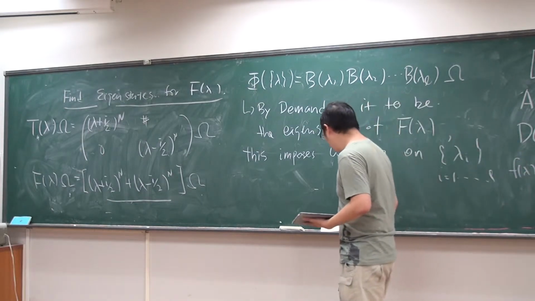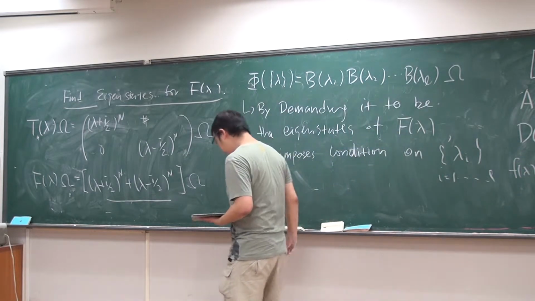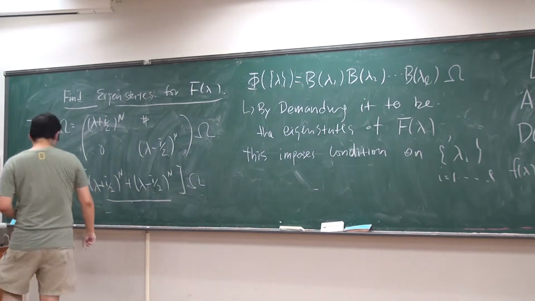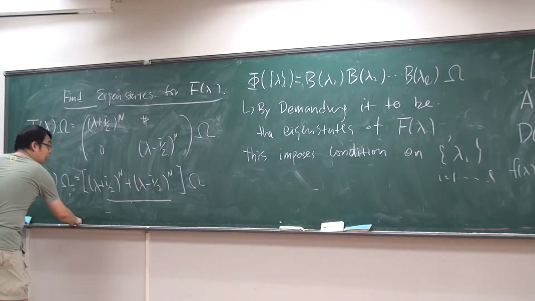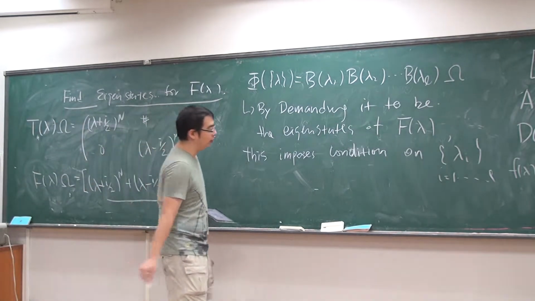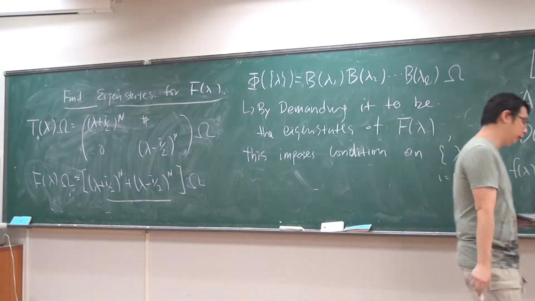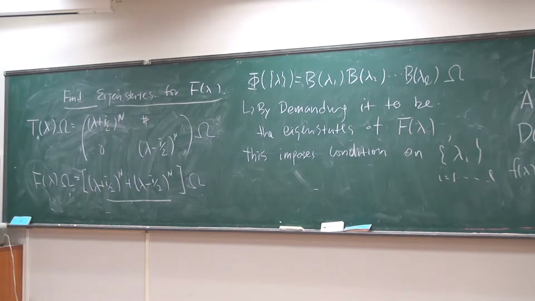Or a more physical way to think about it is that the momentum carried by all these excitations needs to satisfy certain constraints or certain conditions. And this condition in question is the famous Bethe Ansatz equation.